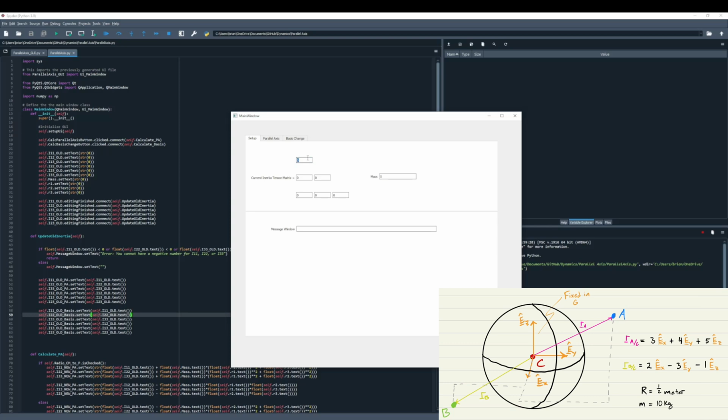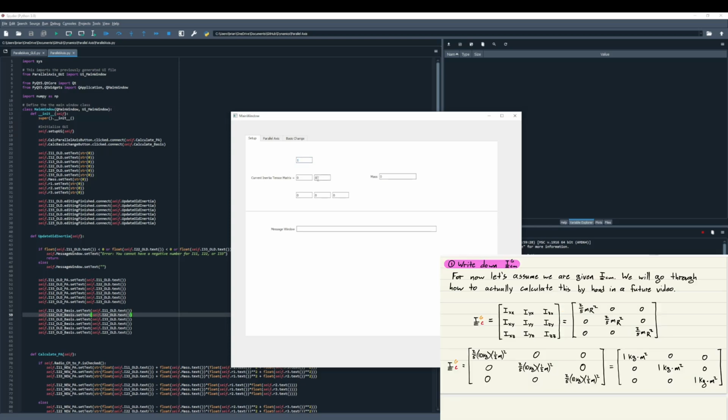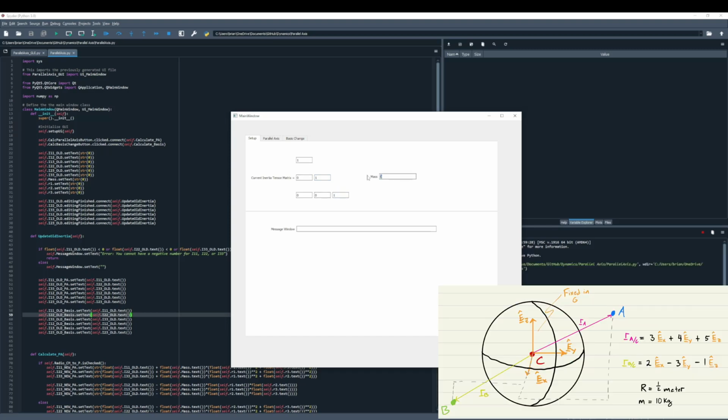So I'm just going to fill it in. It was just ones on the diagonal. That was what it was at the center of mass. And then the mass we said was 10 kilograms.